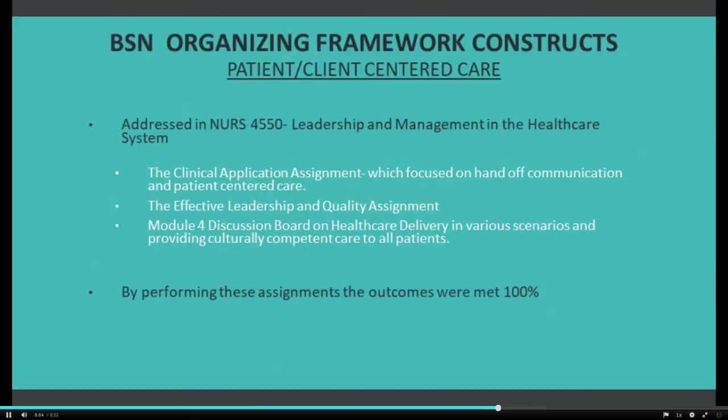The effective leadership and quality assignment. Module 4, discussion board on healthcare delivery in various scenarios and providing culturally competent care to all patients. By performing these assignments, the outcomes were met 100%.